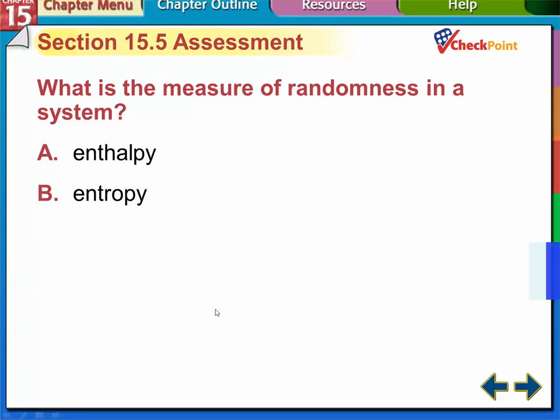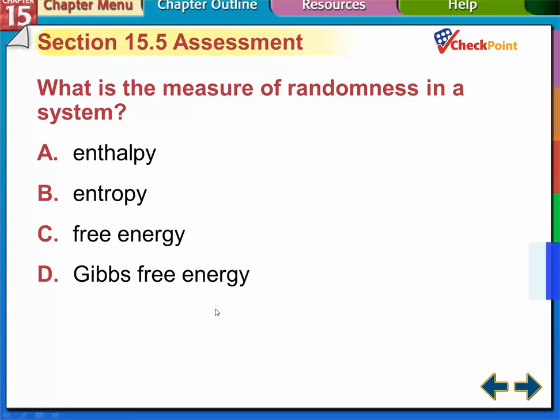And a little review of vocab here. What's the measure of randomness in a system? Okay, so it's one of these two words. These two words are quite similar, right? They start the same and they end the same. So which one is it?